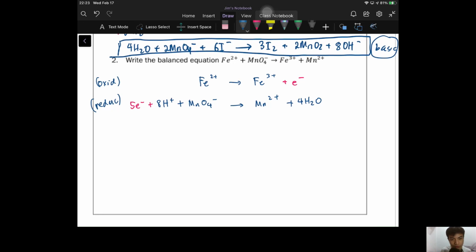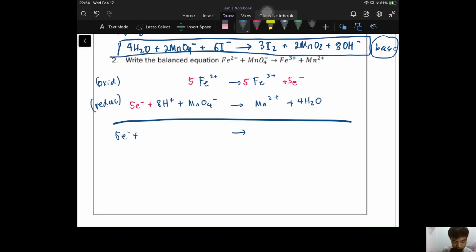Balance na natin yung dalawang half equations. The final step is to combine them. However, before you combine them, make sure that the electrons are balanced. Okay? So on the top equation, on the oxidation equation, we have 1 electron only. On the bottom equation, the reduction equation, we have 5 electrons there. So that means we have to multiply the top equation by 5 so that the electrons will be balanced. Okay? So times 5 mo lahat yan. Then finally, since balanced na yung electrons, we can combine them to form the final equation.